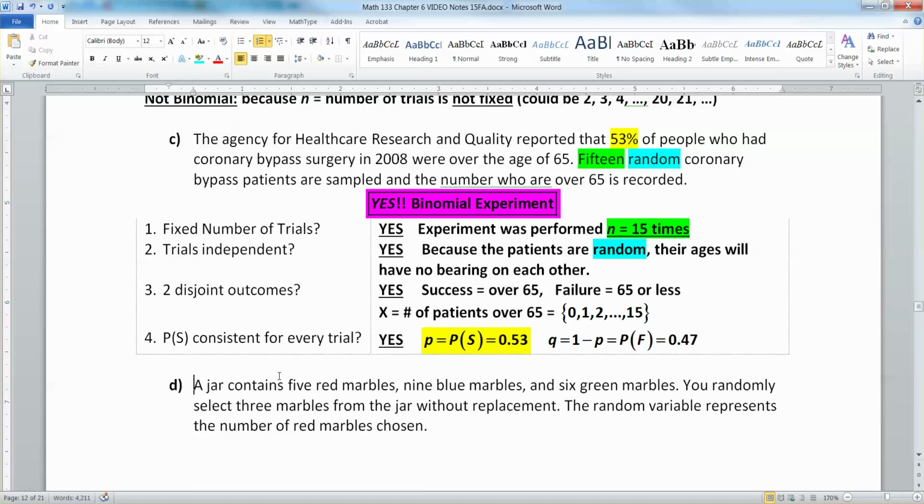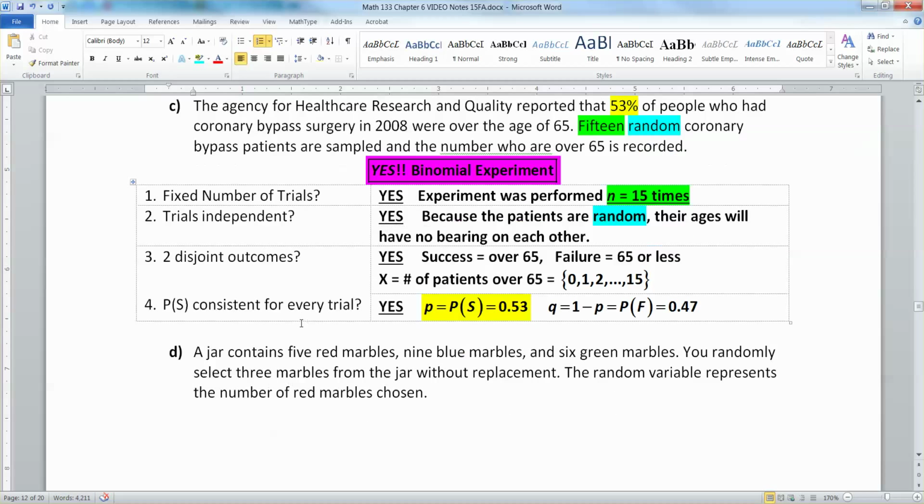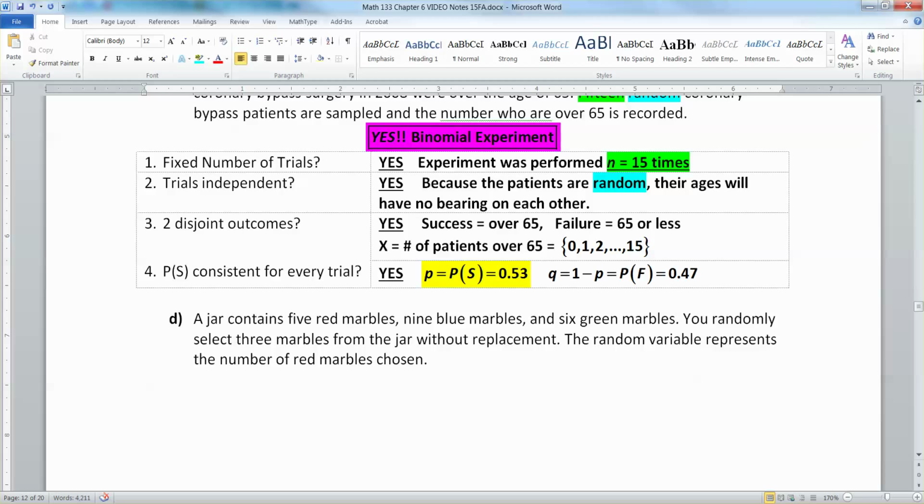All right, now what about the last one? A jar contains 5 red marbles, 9 blue marbles, and 6 green marbles. You randomly select 3 marbles from the jar without replacement. The random variables represent the number of marbles chosen. And we're in trouble. The reason we're in trouble is that phrase right there. When you don't replace the marbles in the jar, that means you're constantly changing the probability as you go, because you're losing independence right here.